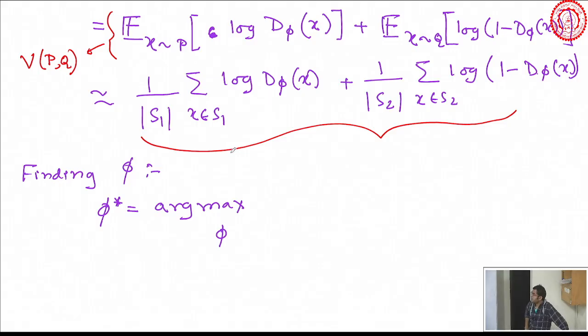Anyways, if you have to find it out, you will just do V of P comma Q, and obviously semicolon phi, but that I'm not writing. This is obvious, right? This is how you generally train a classifier, correct? This is how you train a classifier.